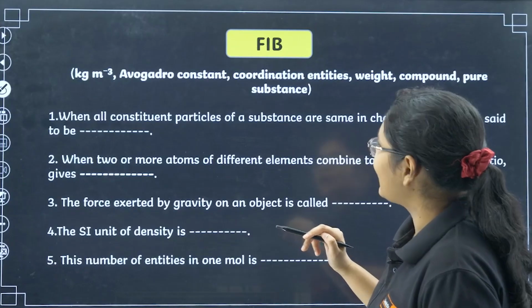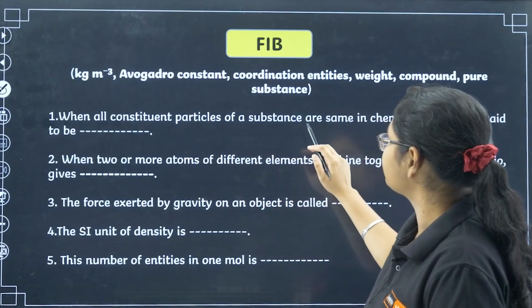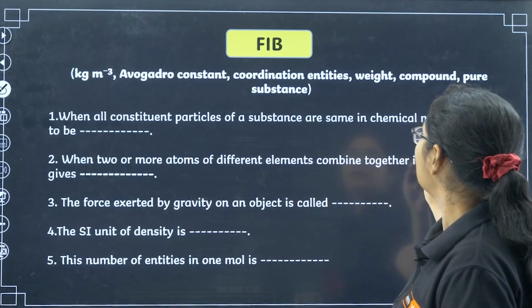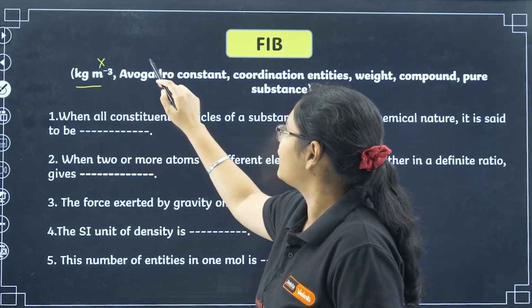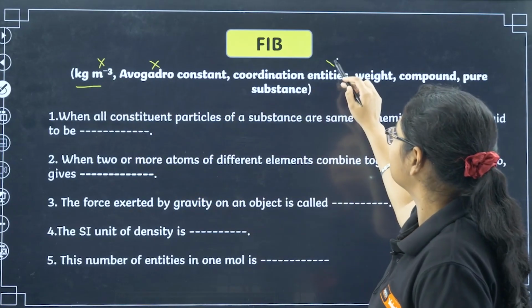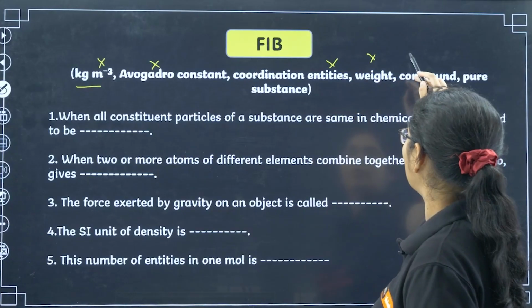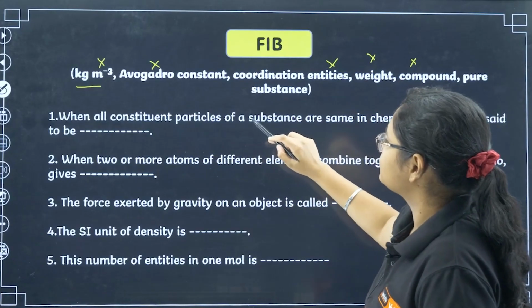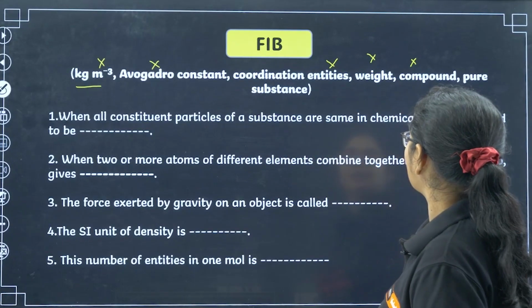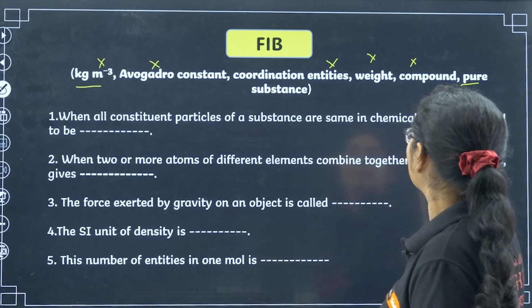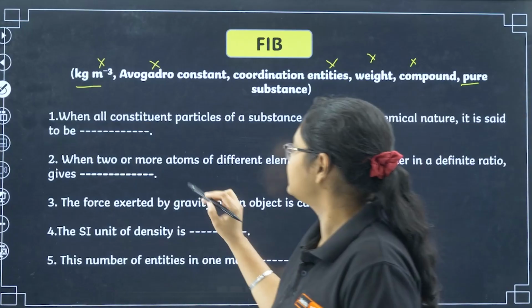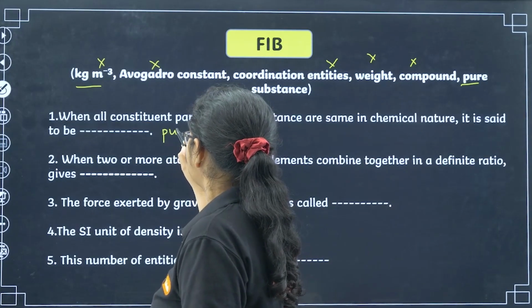Okay, so when all the constituent particles of a substance are same in chemical nature, it is said to be. Is it kg per meter cube? No. Avogadro constant? No. Coordination entities? No. Weight? No. Compound? No. When all the constituents of a substance are same in the chemical nature, it is said to be a pure substance. Okay, so the answer here is pure substance.